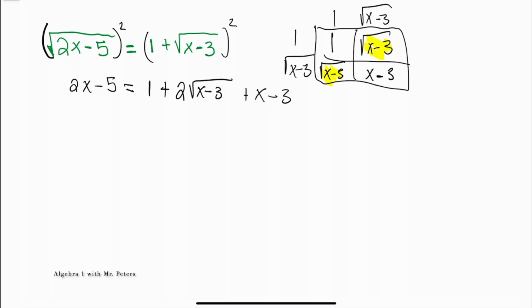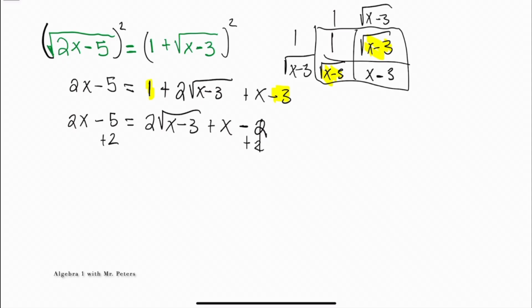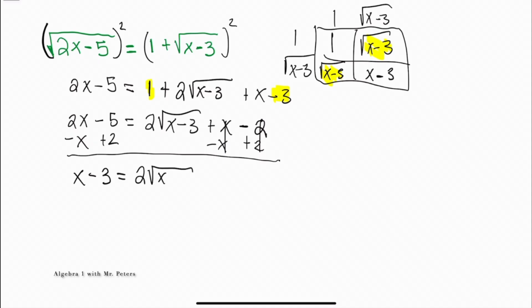Now, before we try to move anything from one side to the other, let's just clean these two like terms up. So left side stays the same. 2x minus 5 is equal to 2 times radical x minus 3 plus x minus 2. So now we're going to move things from one side to the other. So I add 2, and I'm going to subtract x at the same time. We're going to do 2 steps in one. So now we have x minus 3 is equal to 2 times radical x minus 3.